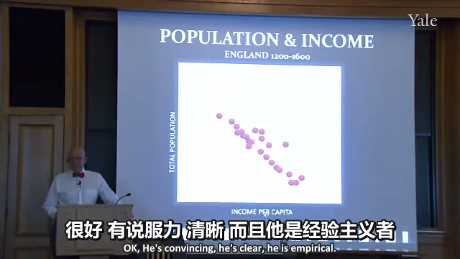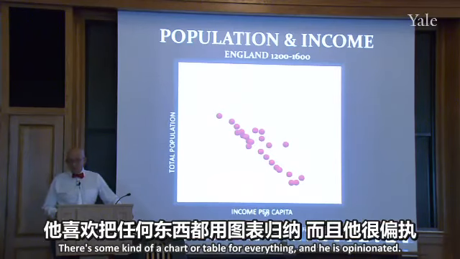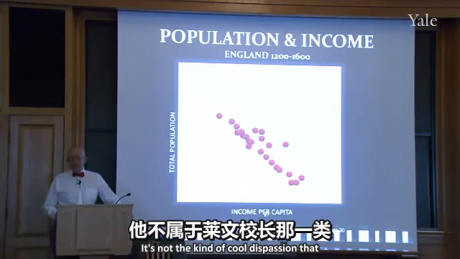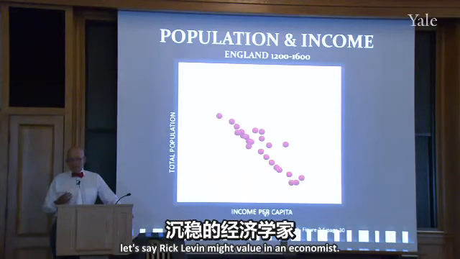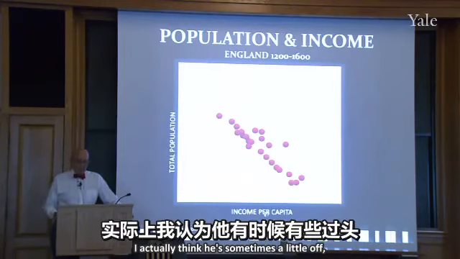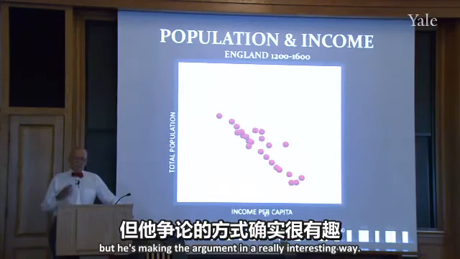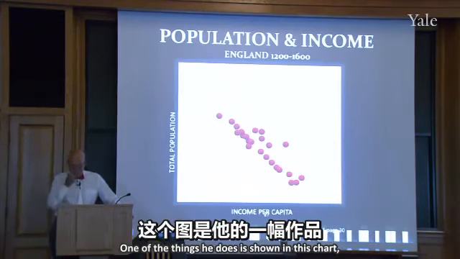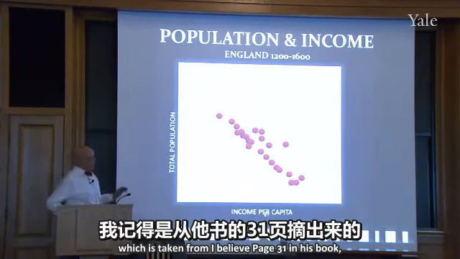Okay. He's convincing, he's clear, he is empirical, right? There's some kind of a chart or table for everything. And he is opinionated. It's not the kind of cool dispassion that, let's say, Rick Levin might value in an economist. It's a much more heated style of argument. I actually think he's sometimes a little off, but he's making the argument in a really interesting way. And one of the things he does is shown in this chart, which is taken from, I believe, page 31 in his book.